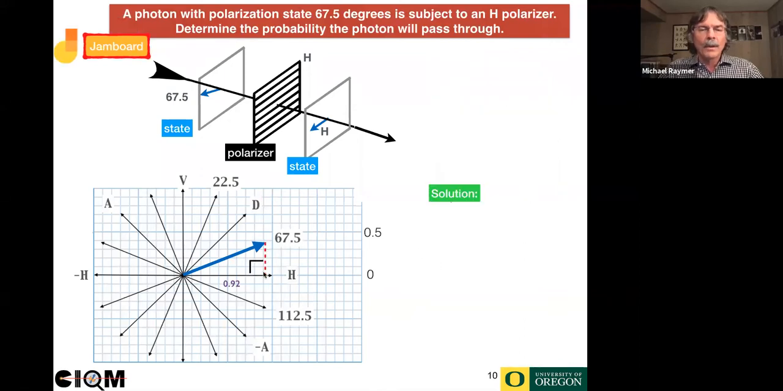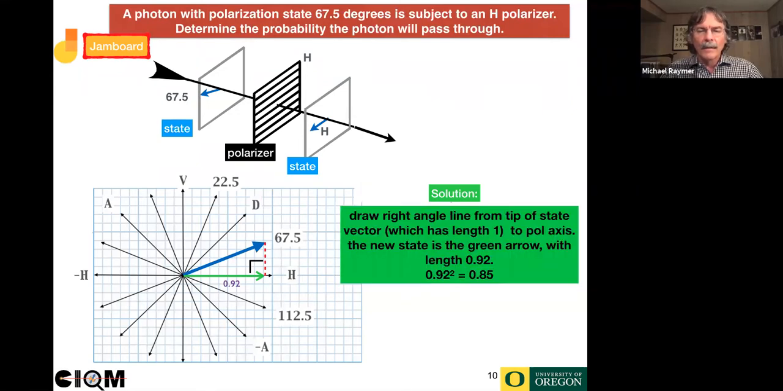So we did the previous one. We projected down from the state arrow to the H axis. The new state arrow looks like the green one. It has a length of 0.92. And then here's the formula. 0.92 squared is 0.85. And that is the probability that the photon will pass through the H polarizer. That's called Born's rule, probably the most important rule in all of quantum physics.